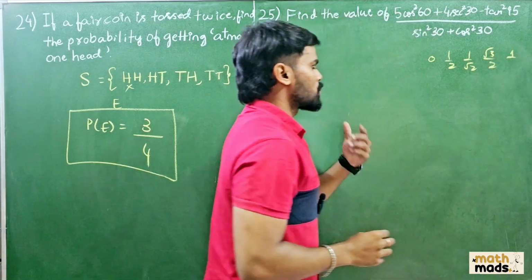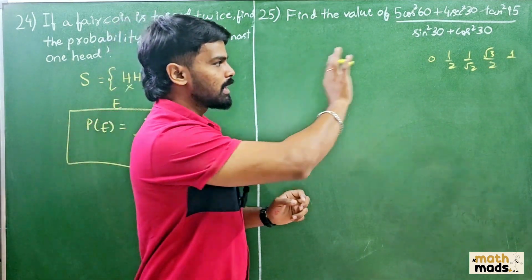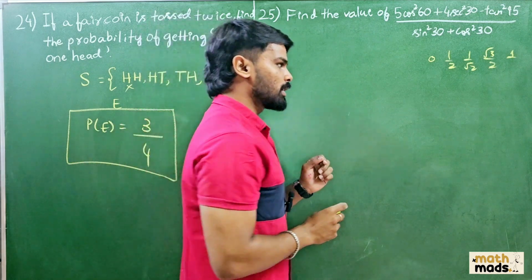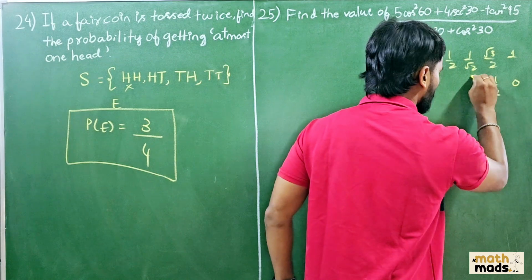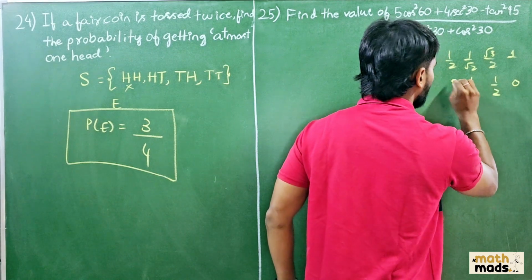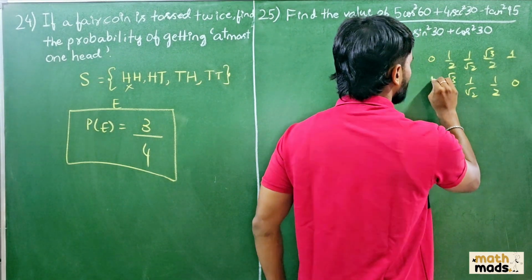If you don't know how to remember these things very quickly, I have put a video in the description. Maybe you can watch that and find out how to remember these things. 1 by 2, 1 by root 2, root 3 by 2 and 1.